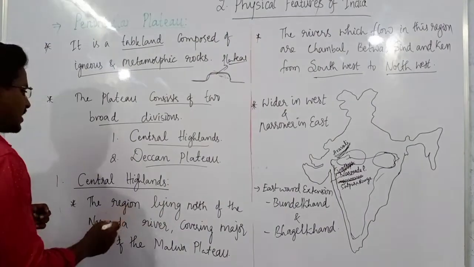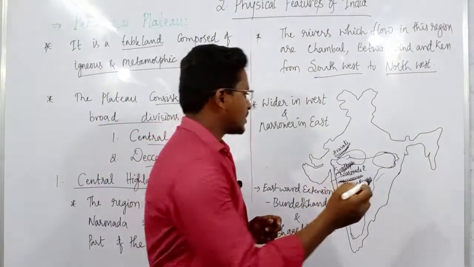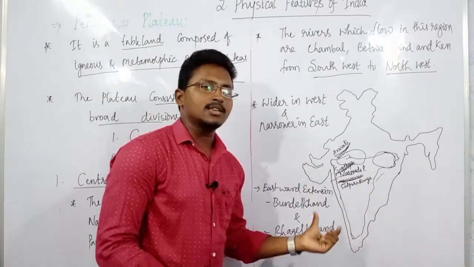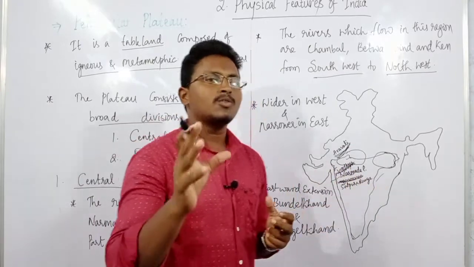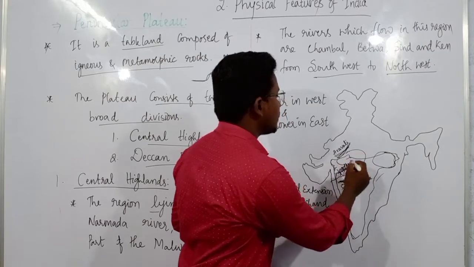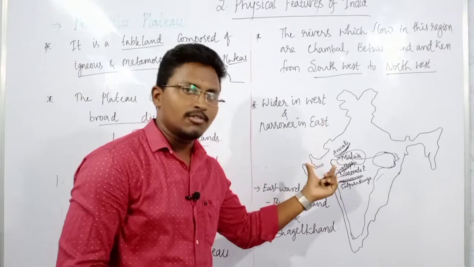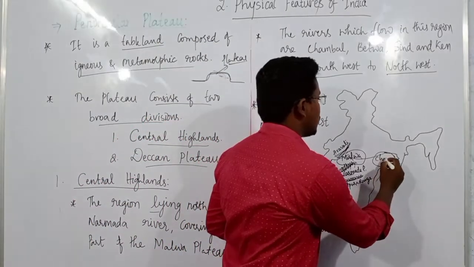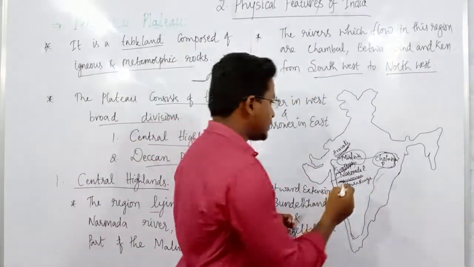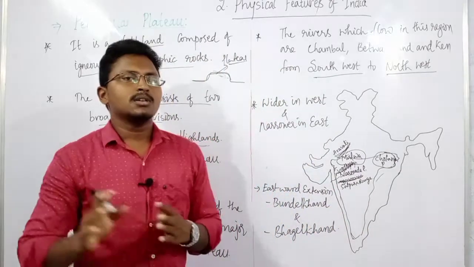The Central Highlands are the region lying north of the Narmada river. That means if you can see here, there is a river flowing in the westward direction into the Arabian Sea, that is the Narmada river. So the region located above the Narmada, covering most of the Malwa Plateau, is here. There is a plateau region known as the Malwa Plateau, and here there is one more plateau known as the Chota Nagpur Plateau. So whatever region is lying above the Narmada river, we call it the Central Highlands.